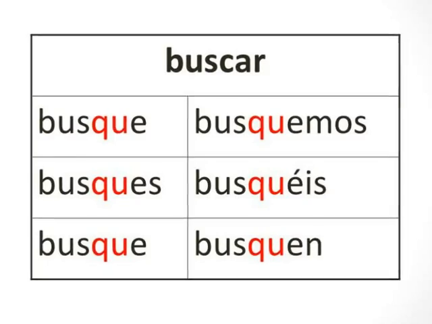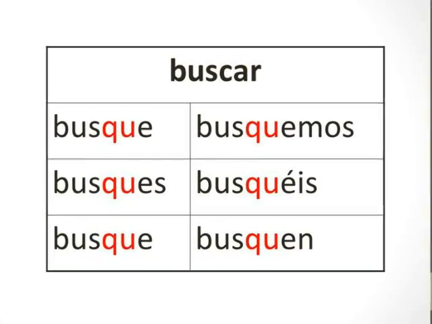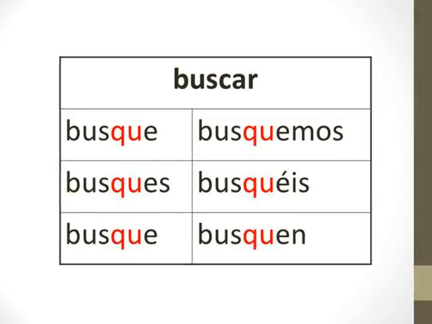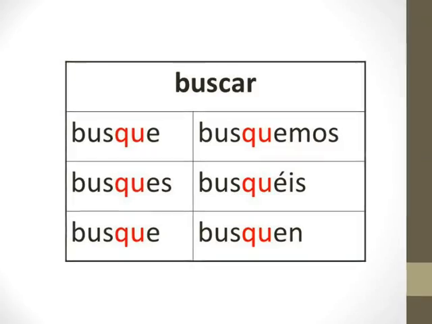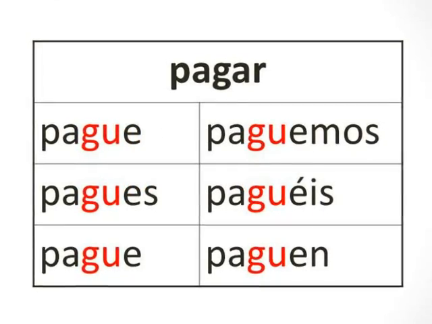For example, any verb that ends in -car, like buscar, is going to have a QU. So busque, busques, busque, busquemos, busquen. All throughout, we're going to use that QU, just like we did in the preterite, just like we did in our negative tú commands. Here, this -gar verb is going to change G to GU.